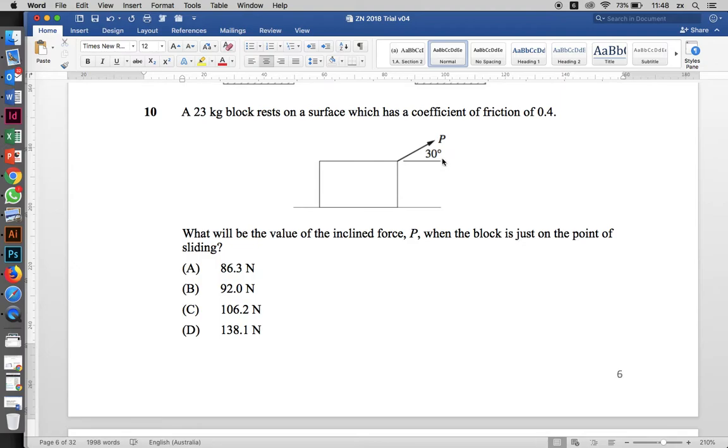0.866P, so 86% of P, equals mu, which is 0.4, brackets W, which is 230, plus or minus. Now in this case we're making the weight less, so it's going to be minus. So it's going to be 230 because we're multiplying by gravity, 23 times 10 is 230. 230 minus PV. And we've already said PV is half of P, or 0.5P.